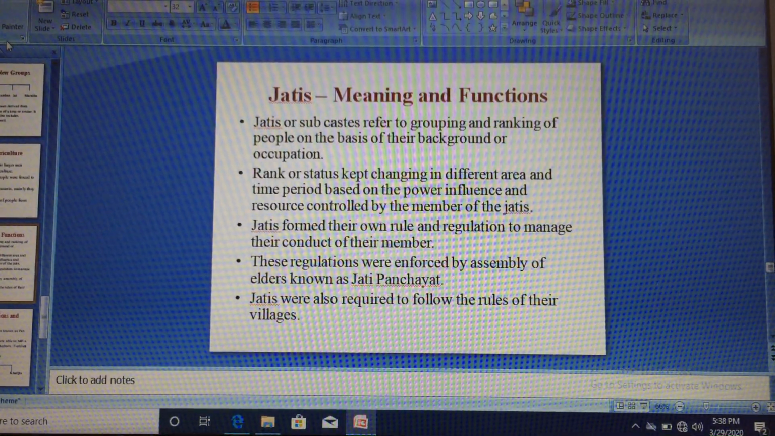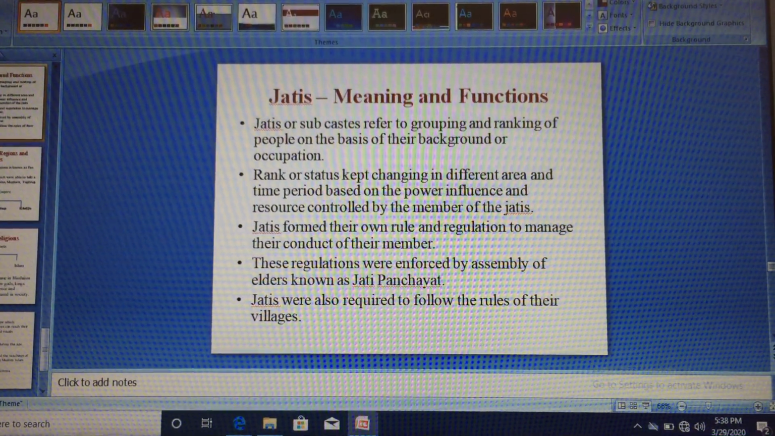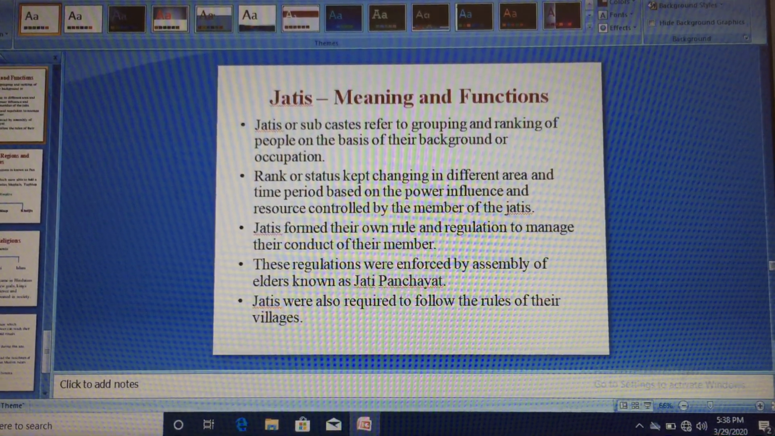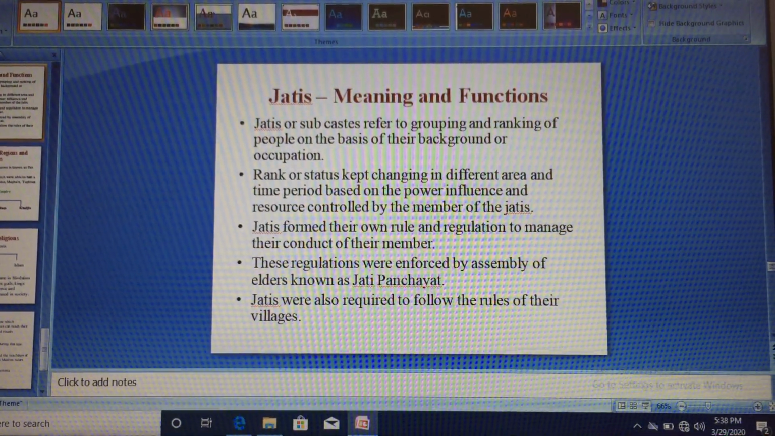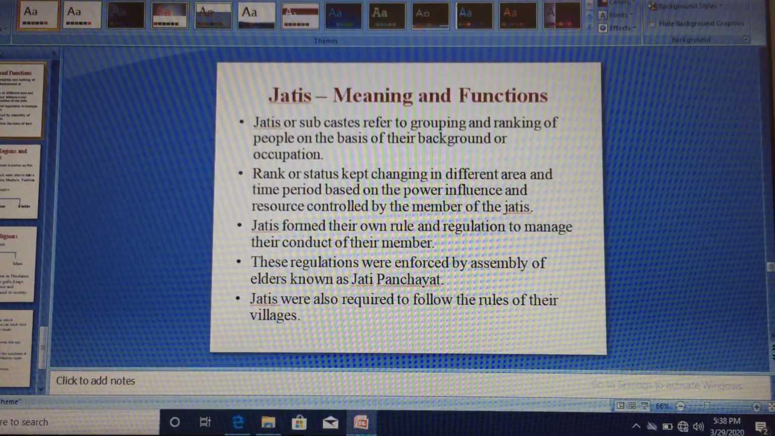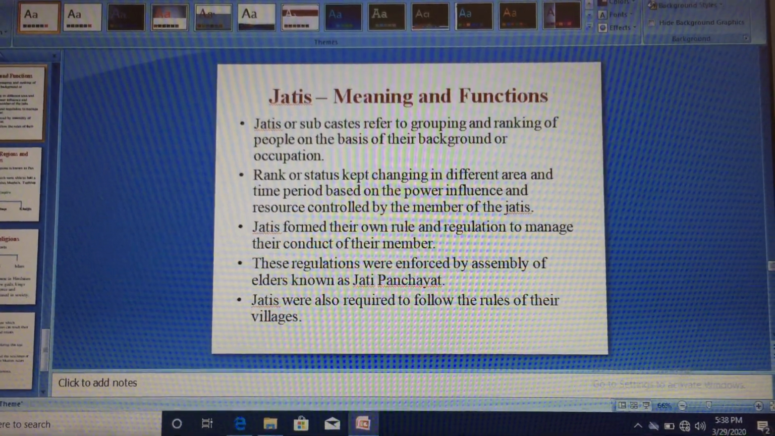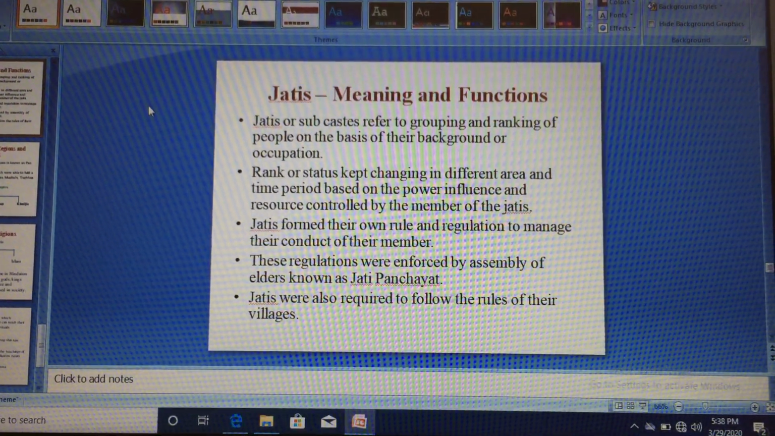Now let's move on to the next topic, which is jati. So jati is something which newly came in the medieval period. Jatis or subcastes refer to the grouping or ranking of people on the basis of their background. On the basis of the background of people, jatis were made.